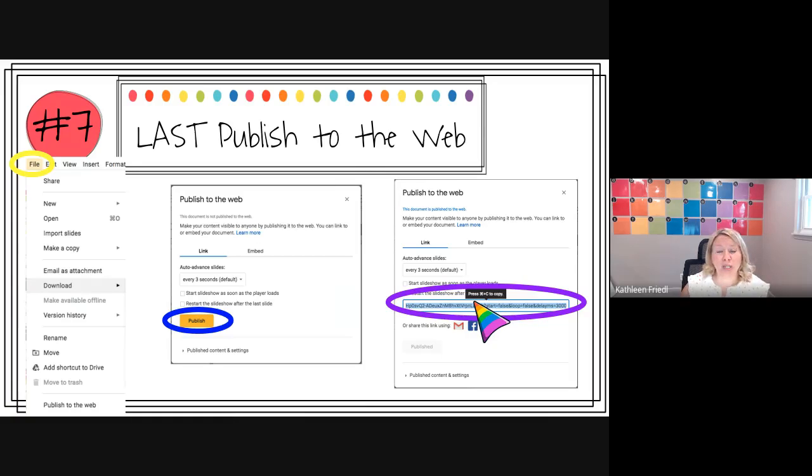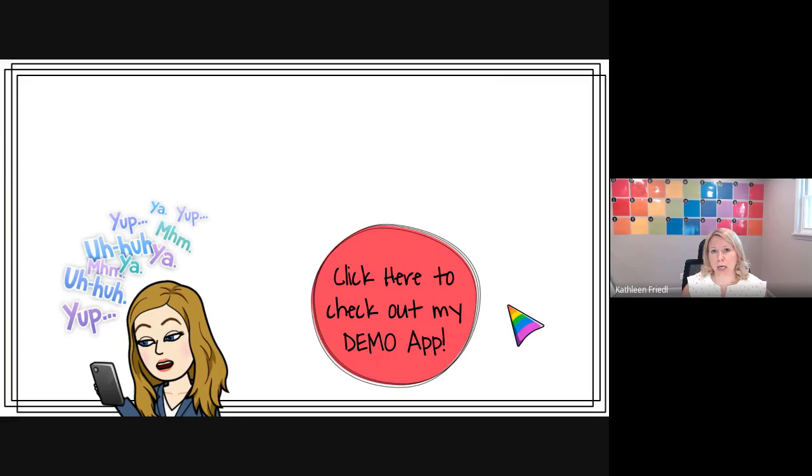Once you link all of your pages and hide all of your pages except for your home page, you're going to go back and publish it to the web. Same way that we did our Google Classroom file, publish to the web down here, publish. Are you sure you want to publish? Yes, I want to publish. Then you're going to copy that link.